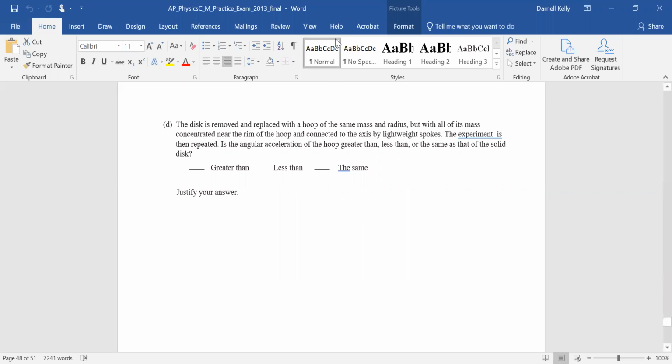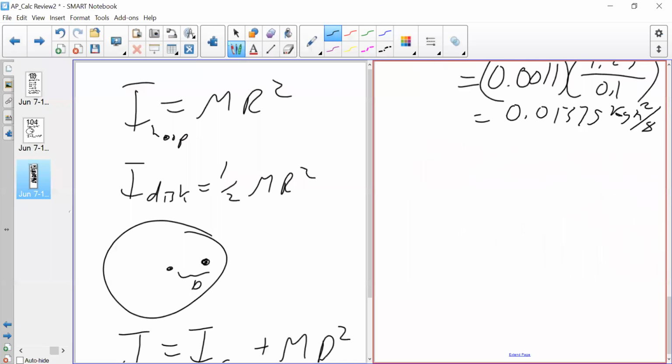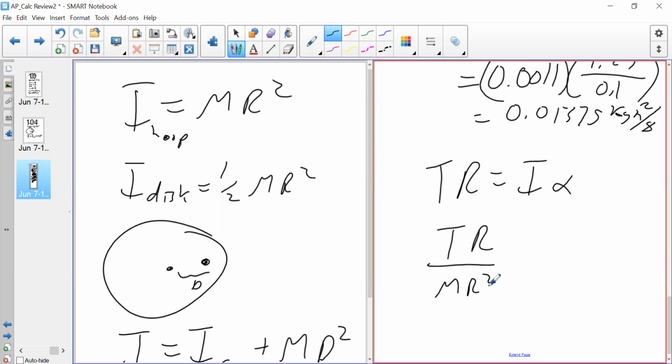Because in this equation, small inertia, TR equals I alpha, so alpha is TR over I. The moment of inertia of the hoop is MR squared. The disk would be one half MR squared, so the hoop's is greater, so this alpha would be less.